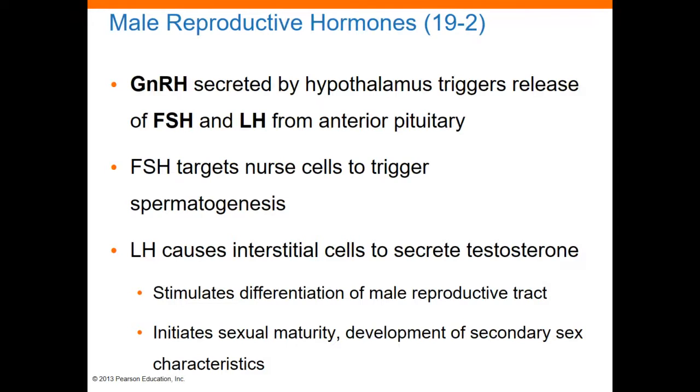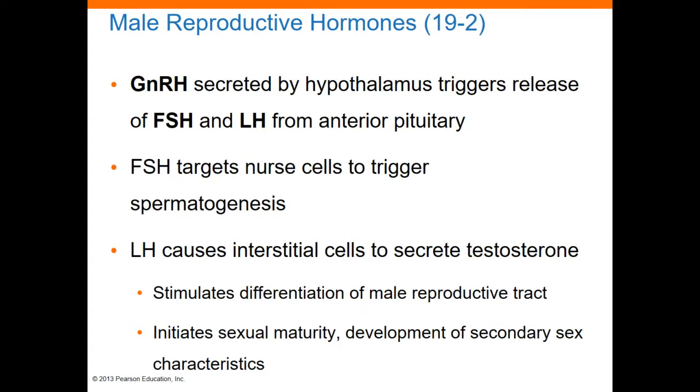The LH acts on those interstitial cells. Remember, the interstitial cells are those in between the seminiferous tubules. They start producing testosterone. And when the interstitial cells start producing testosterone, this is when we start to get sexual maturity. This is when the male starts to develop some of those secondary sex characteristics.